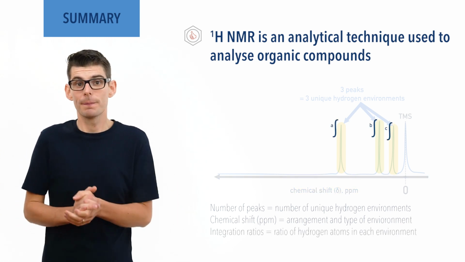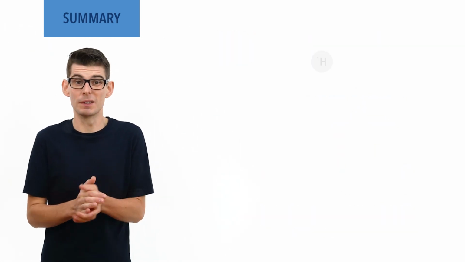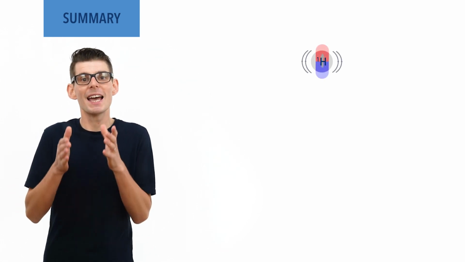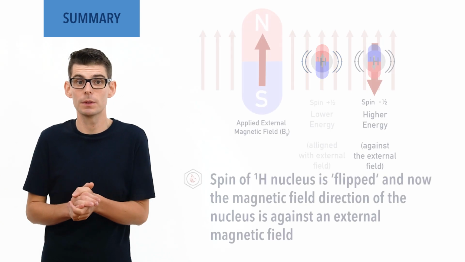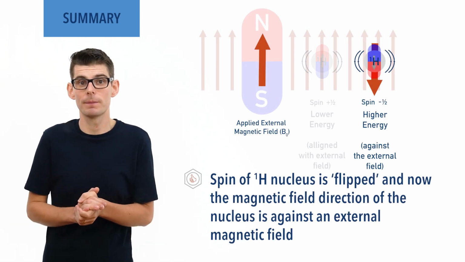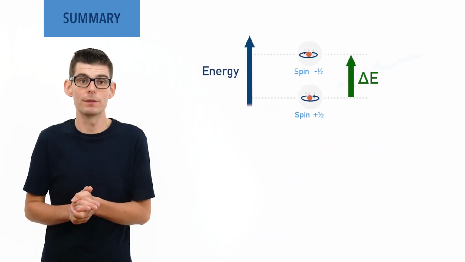In Proton NMR, the nucleus of a hydrogen atom, a proton, has its magnetic field direction flipped against the direction of an externally applied magnetic field. The spin of the proton gets flipped in the process. Energy is needed to do this and comes from radio waves.